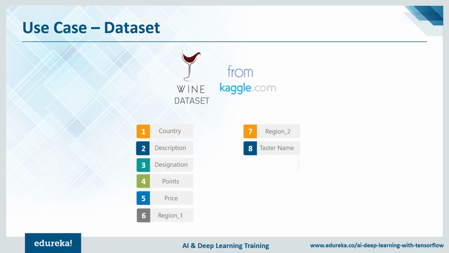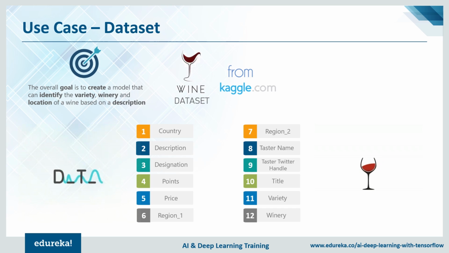Next up is taster name. As it suggests, it's the name of the person who tasted and reviewed the wine. Taster Twitter handle, for the person who tasted and reviewed the wine. Then the title of the wine review, which often contains the vintage if you're interested in extracting that feature. Variety, the type of the grapes that is used to make the wine. Let's say, for example, Pinot Noir. That's a type of grape. And finally, the winery that made the wine.